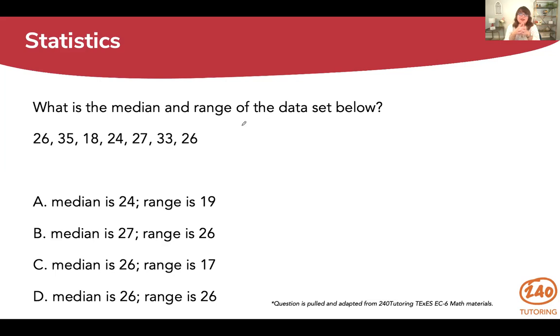So when I see a data set like this, the first thing I do is go ahead and put them in order. And a strategy I used to do when I was working with students is I would cross them off as I wrote them. So I'm going to put them in order from least to greatest. So I got 18. The next one would be 24.